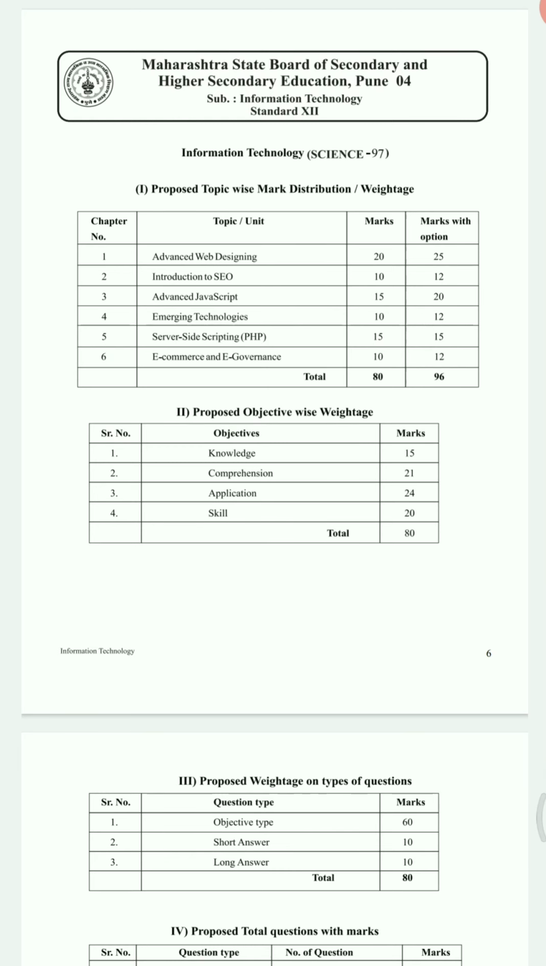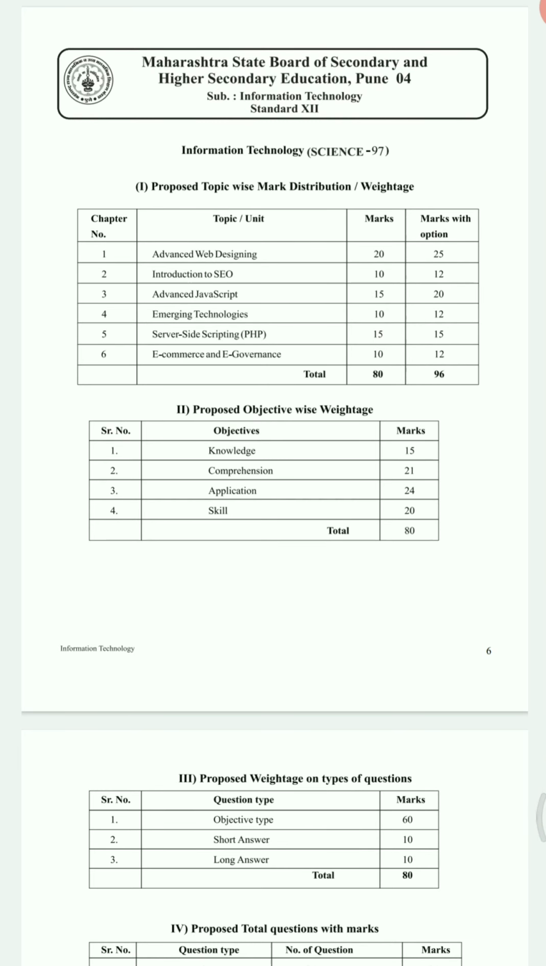Server side scripting, that is PHP, the marks are 15 and with option also it is 15. E-commerce and e-governance, the weightage is 10 and with option it is 12. The overall marks are 80 and with option it will be 96. These are the chapter-wise marks distribution weightage. Based on it, advanced web designing is for 20 marks, so it is very important, and advanced JavaScript as well as server side scripting, that is PHP, are very important topics.